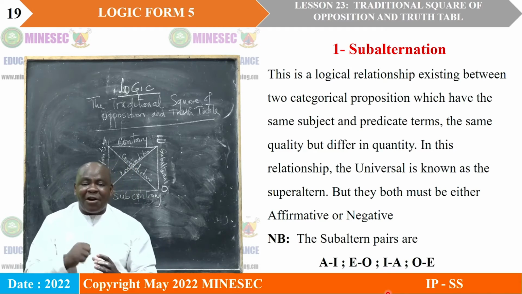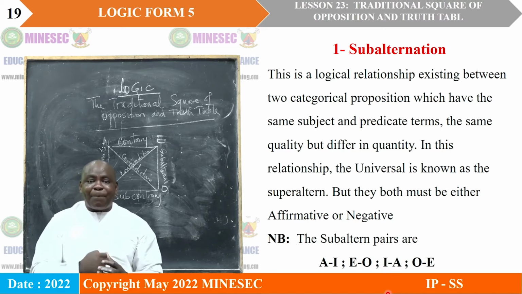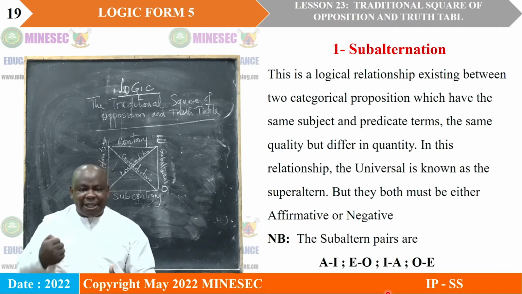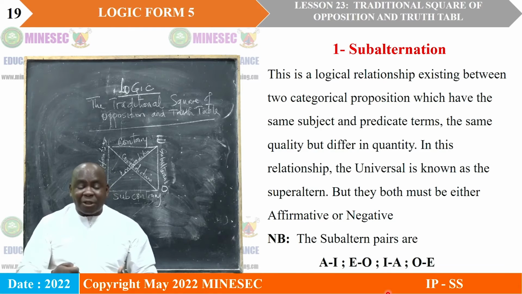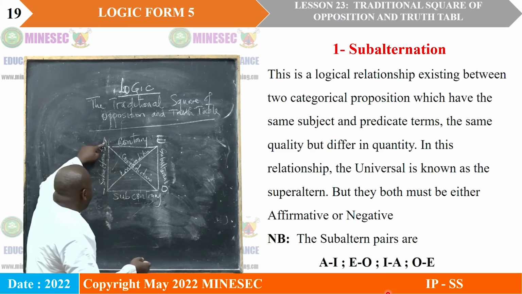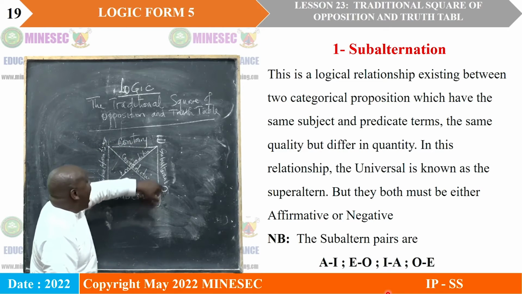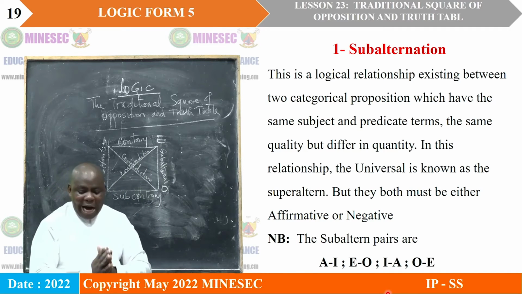Remember we said subalternation is a logical relationship that exists between two categorical propositions which have the same subject term, the same predicate term, the same quality, but it differs in quantity. Both must either be affirmative, as well as both can also be negative. So we say that the pairs of subalternation are A, I, I, A, E, O, as well as O and E proposition. That is the subalternation aspect.